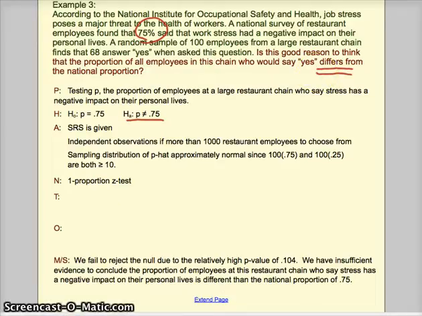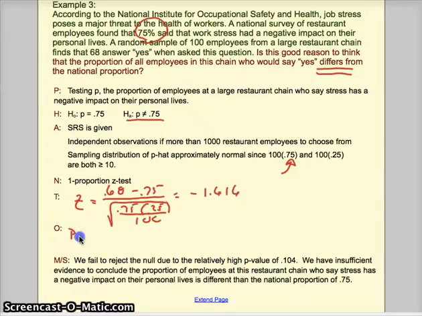We're given an SRS. We have independent observations if there are more than 1,000 employees to choose from, and we check normality with n times p, using the best p we have available. It's a one proportion z test here. The test statistic is z equals our observation, so we need a p hat. We had 0.68, 68%. So we've got 0.68 minus 0.75 divided by the square root of p, the best p we have, times 1 minus p, divided by 100. If we do that, we get a test statistic of negative 1.616.